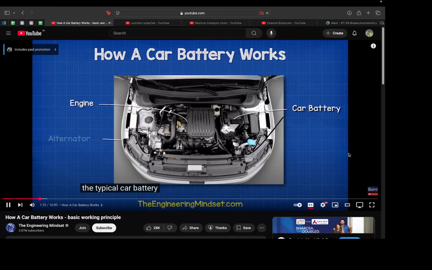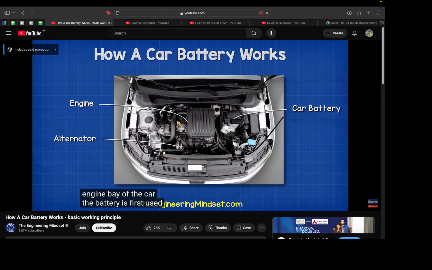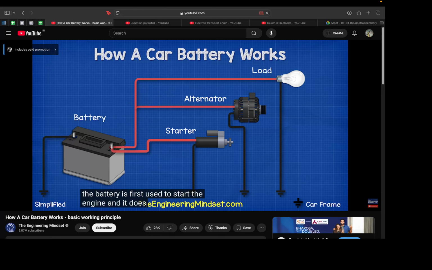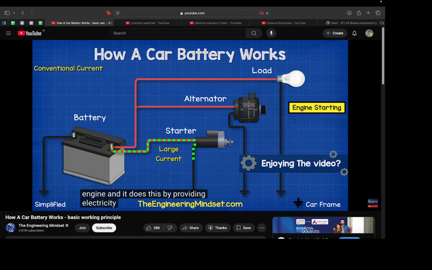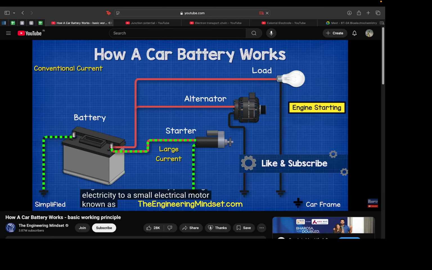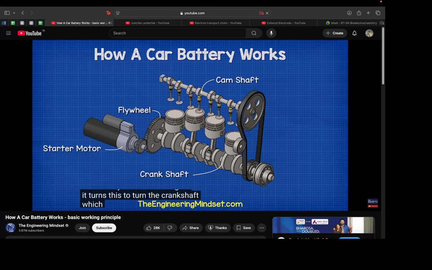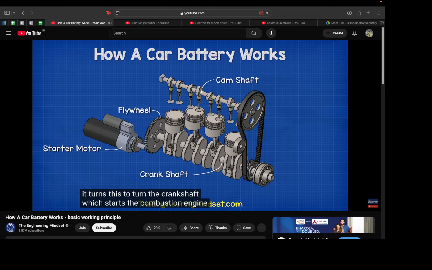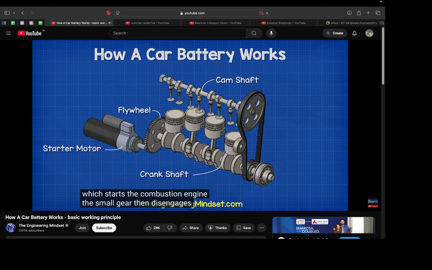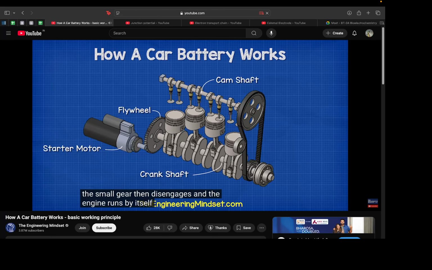The typical car battery is found in the engine bay of the car. The battery is first used to start the engine, and it does this by providing electricity to a small electrical motor known as the starter motor. The starter motor engages a small gear onto the flywheel of the engine. It turns this to turn the crankshaft, which starts the combustion engine. The small gear then disengages and the engine runs by itself.